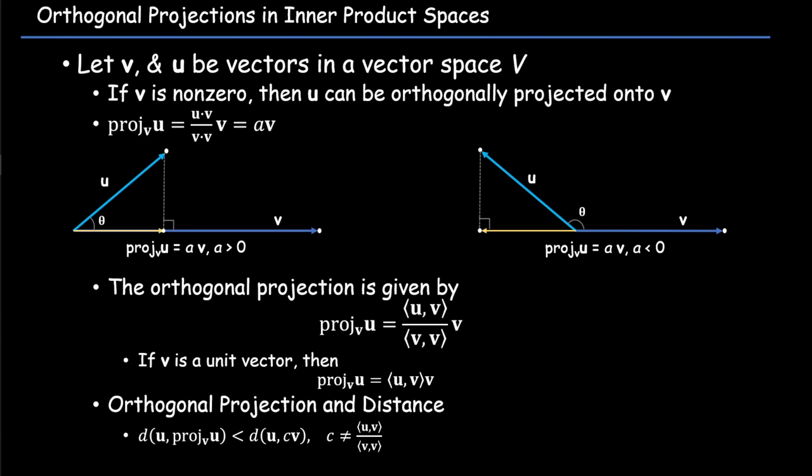And so what that means is that the distance between u and some scalar times v must be greater than the distance between u and the projection. I will have a visual representation when we start working on the examples, if that confuses you. Other than that, this is the end of this lecture.